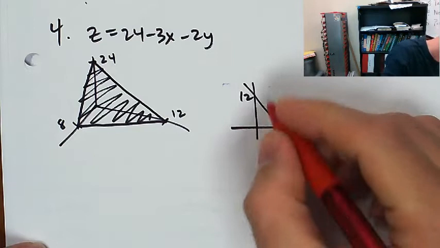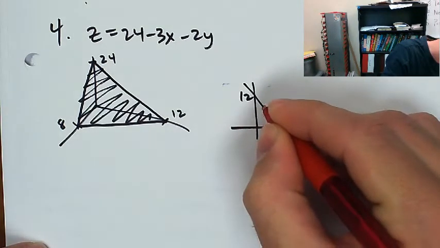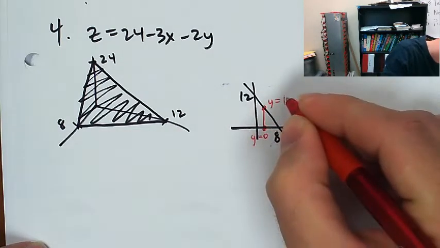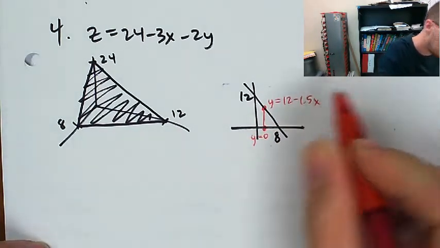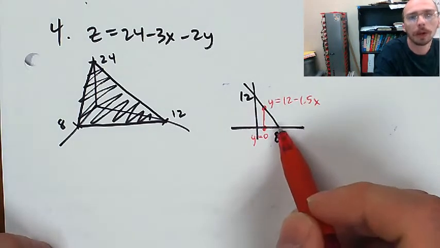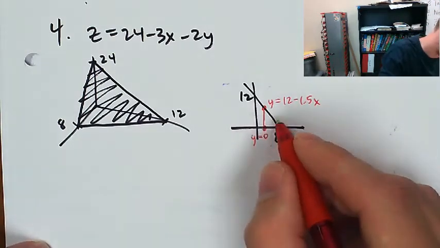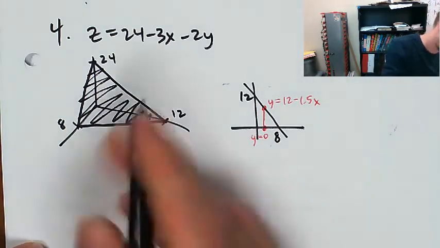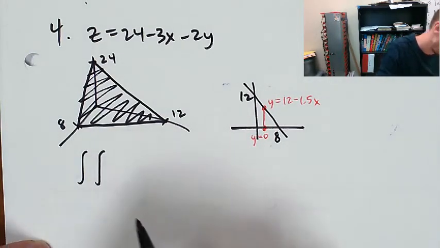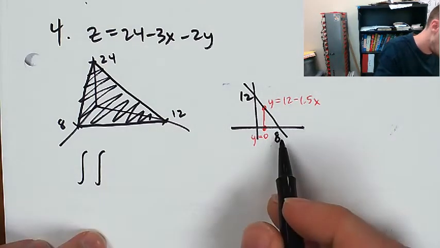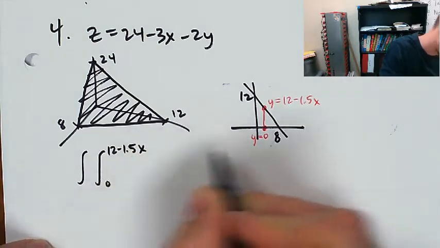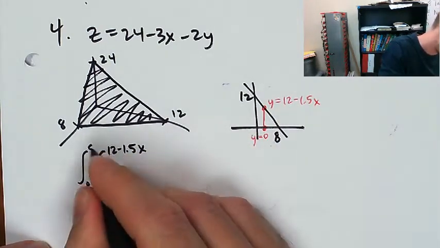I'm going to set up for the order dy and then dx, because I just want y to run from y equals 0 up to y equals 12 minus 1.5x. When x is equal to 8, 8 times 1.5 is 12, and I get y equals 0. And then x is going to run from 0 to 8. So I'm going to integrate the double integral as y runs from 0 to 12 minus 1.5x, and x goes from 0 to 8.